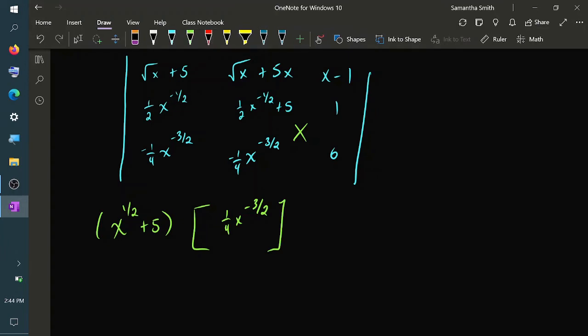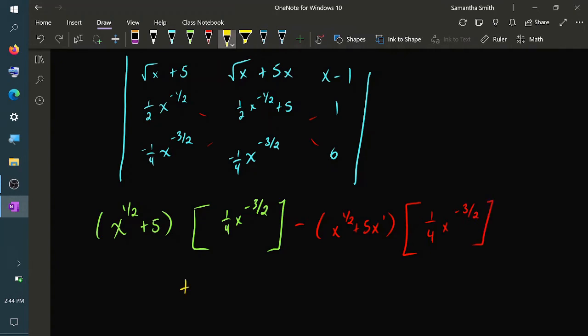Then I'm going to take the negative of the second entry in the first row, and I'm going to multiply that by the 2 by 2 determinant of the matrix which excludes the first row and the second column. So that also looks like 1/4 x to the negative 3 over 2.